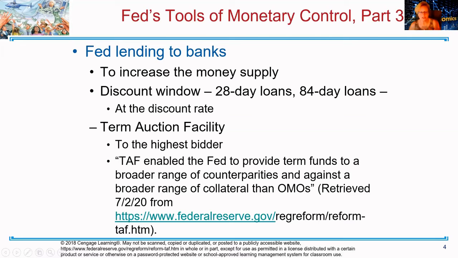Okay, there are some additional tools. There used to just be three, but now there's some additional ones. But we're getting a little deeper into open market operations. So the Fed can actually lend to banks. That's one way that they can do it, and they do so through the discount window. So what they do is, this is at what we call the discount rate. And the discount rate is what the Fed charges.